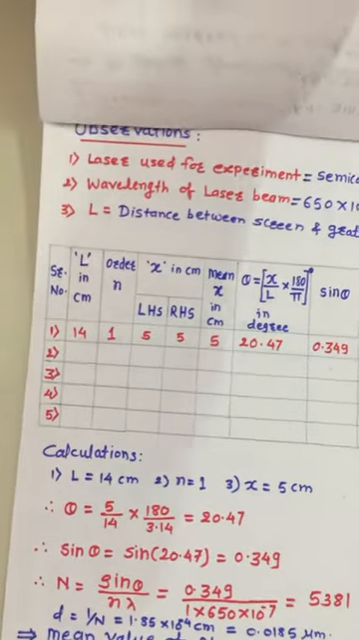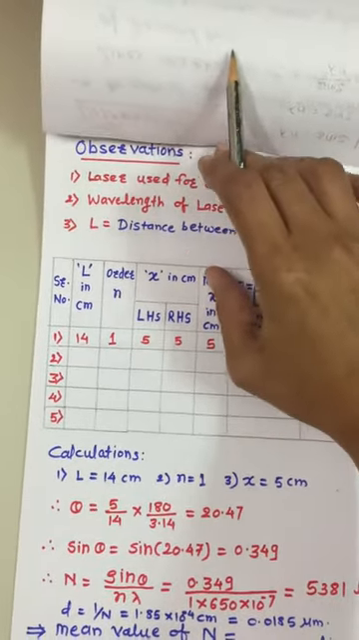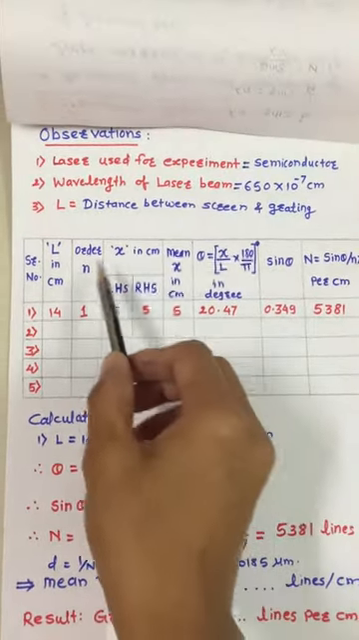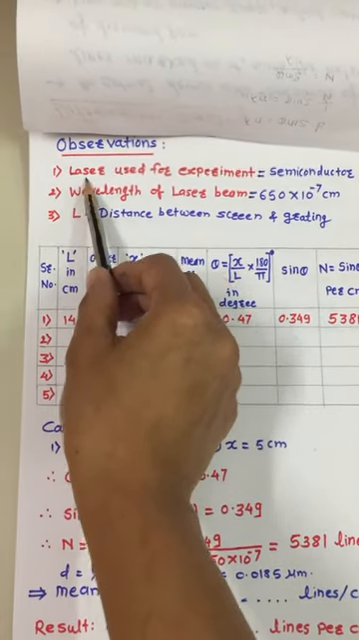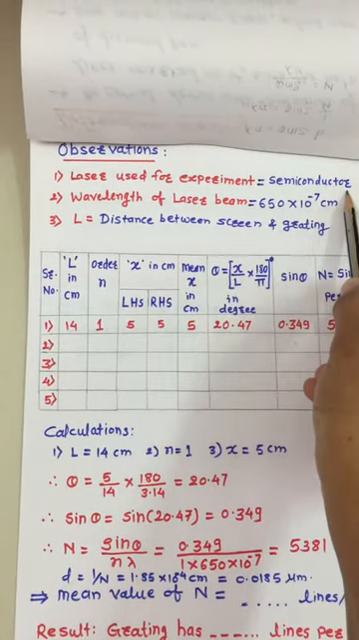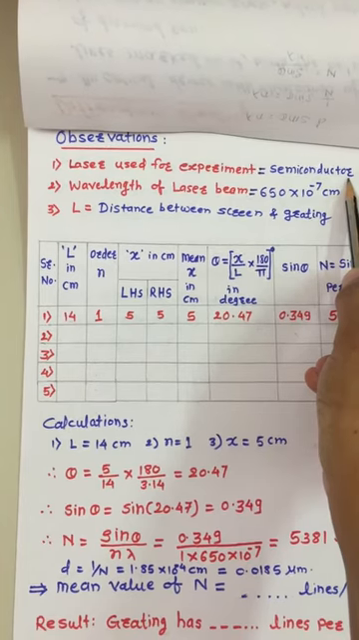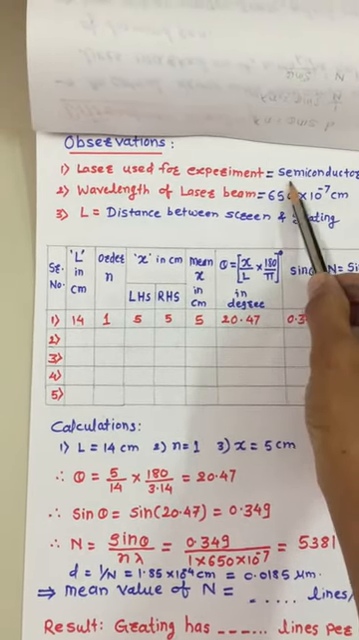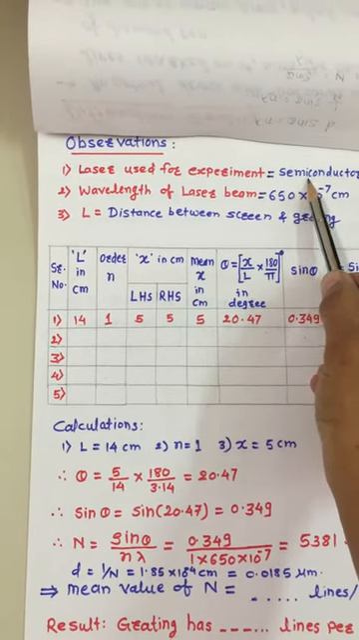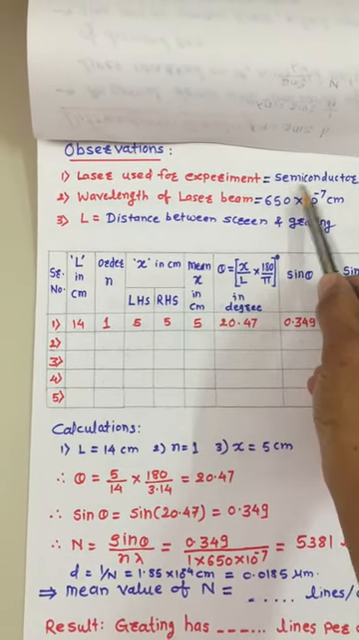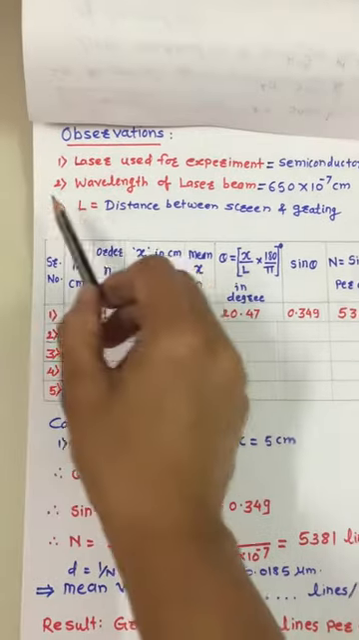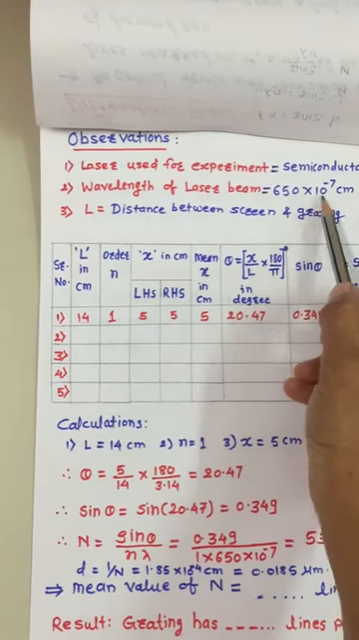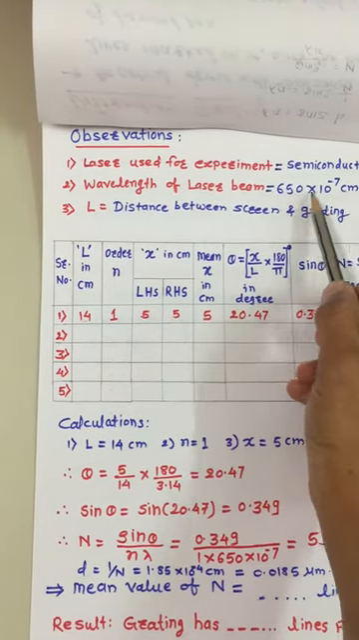So let us come towards the practical part of today's experiment. Some observations. The laser used for this experiment, as we just discussed, is a semiconductor laser. Why semiconductor? It is cheaper, and for this experiment we are able to get a good diffraction pattern with the help of this cheap semiconductor laser. The wavelength of the laser beam given by the manufacturer is 650 into 10 raised to minus 7 centimeter, that is 650 nanometer.